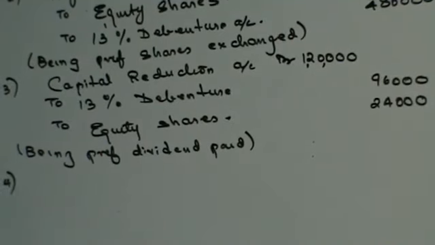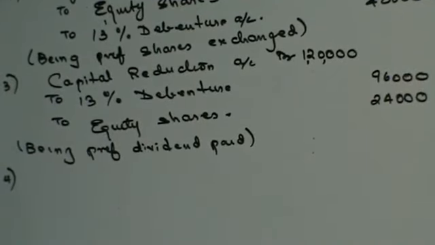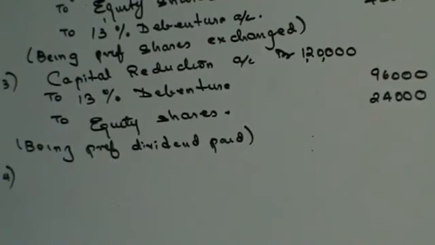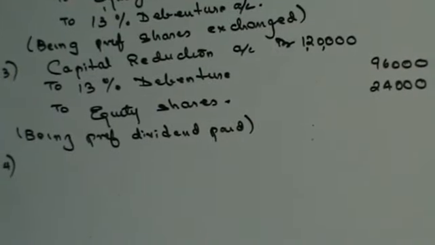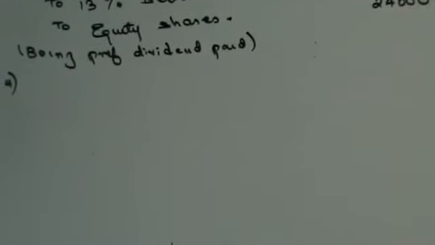Next, let's move on ahead. All equity shareholders agreed to pay the balance amount to make the shares fully paid up. Now we had made the shares.